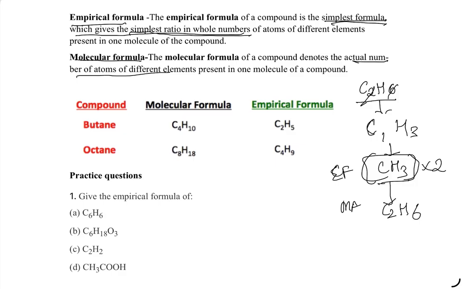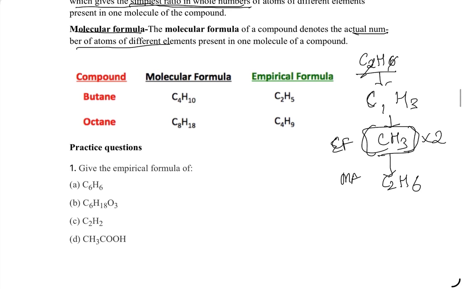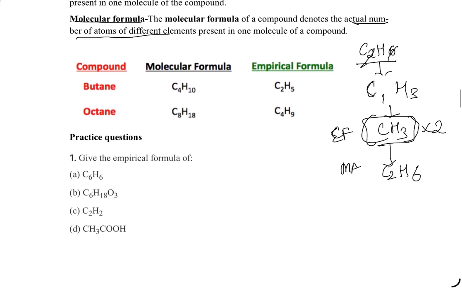Now let's look at the pattern of the question which you get in the board exams. The first basic type of question is that which usually comes in the MCQs of section A. They'll give the molecular formula and ask you for the empirical formula. So here, the first one you see is C6H6.